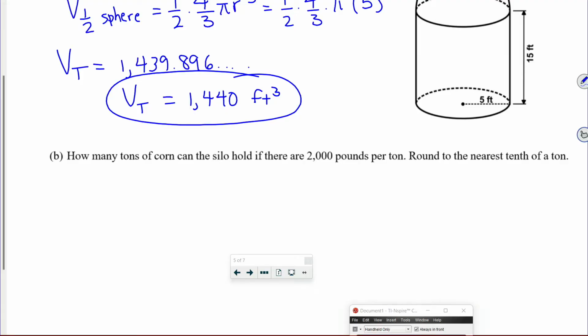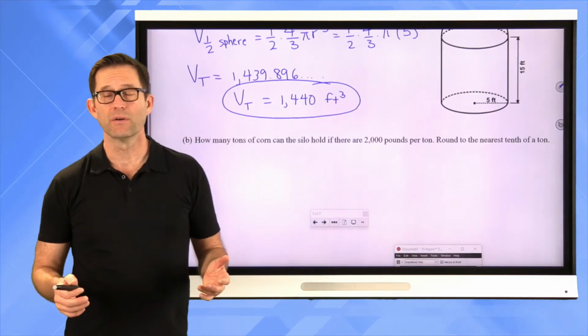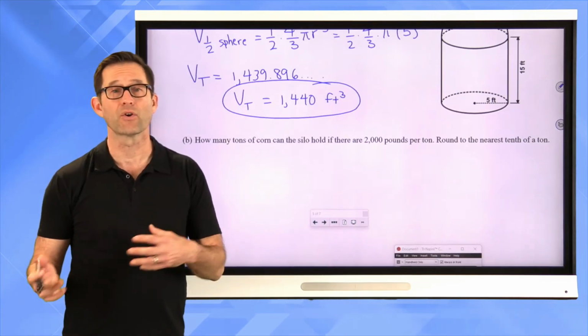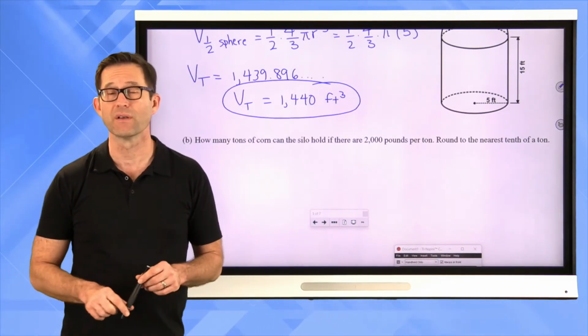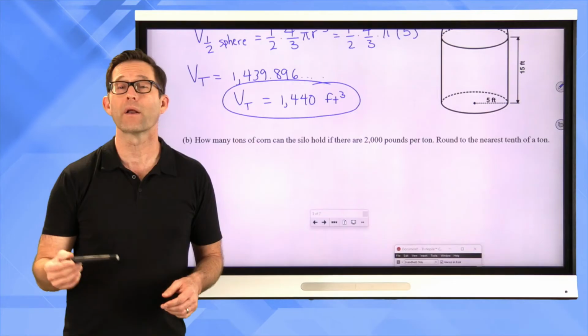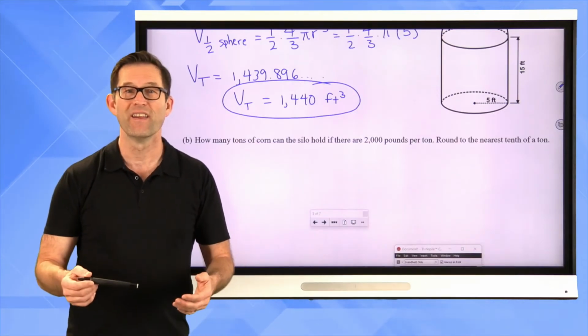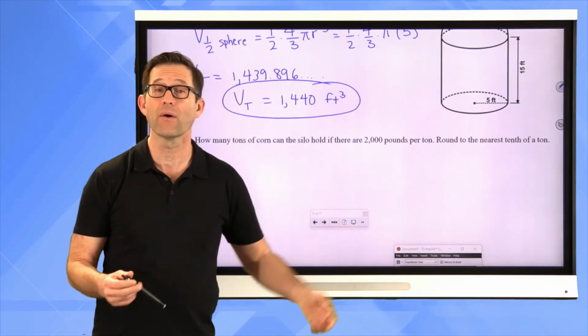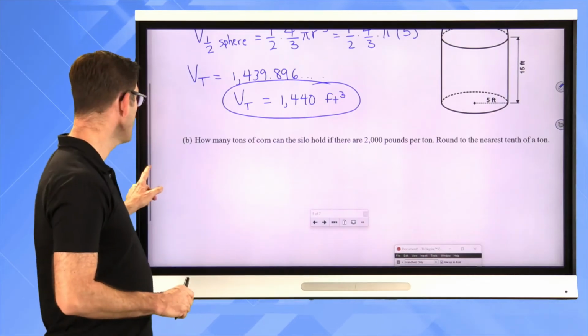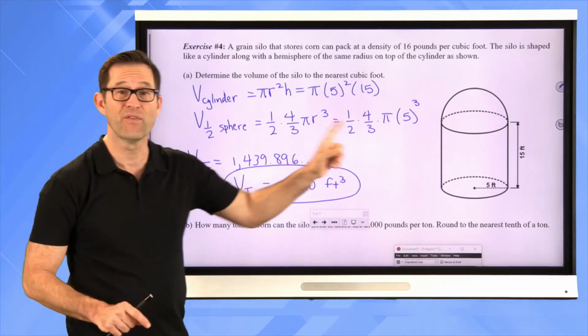How many tons of corn can the silo hold if there are 2,000 pounds per ton? Round to the nearest tenth of a ton. So many times in agriculture, especially when you're talking about grain like corn or wheat or soybeans or things like that, people talk about quantities in tons, right? And a ton is a big quantity, right? It's 2,000 pounds, okay? I want to figure out how many tons of corn I can fit in here.